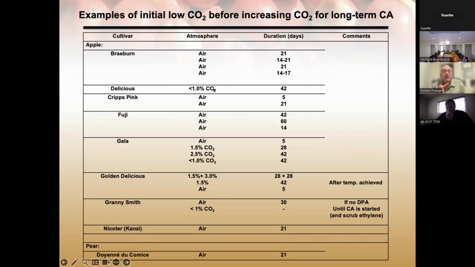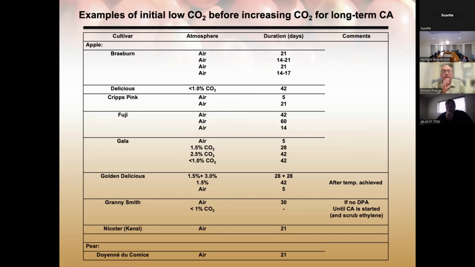Delicious, it says keep below 1%, and that is for the first 42 days. So you can see Cripps Pink back to no CA, keep it in air. Different researchers say one says 5, one says 21. And you can go down through the list for Fuji, Gala, Golden Delicious, and Granny Smith, Kanzi is there, and one lone recommendation from pears, the Comice, keep it in air for 21 days.